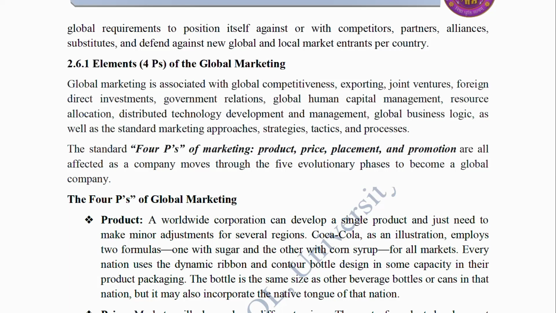The standard 4 P's of marketing: product, price, placement, and promotion are all affected as a company moves through the 5 evolutionary phases to become a global company. The 4 P's of global marketing.